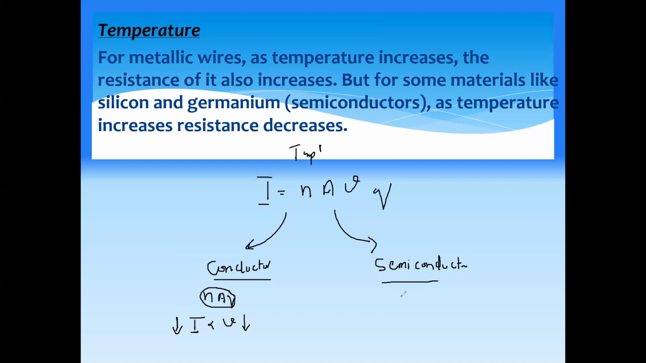But for semiconductors, area is constant and q is constant. So I is proportional to n times v. An increase in temperature will decrease the drift speed, but it will increase the number of charge carriers, and the net result is that the number of charge carriers increases, so the flow will also increase.